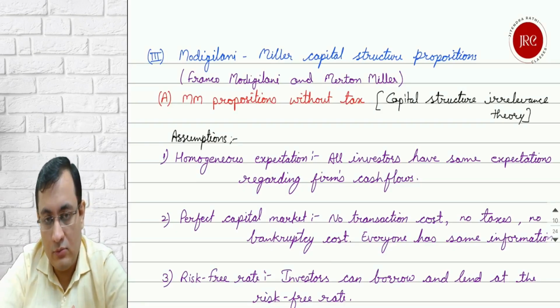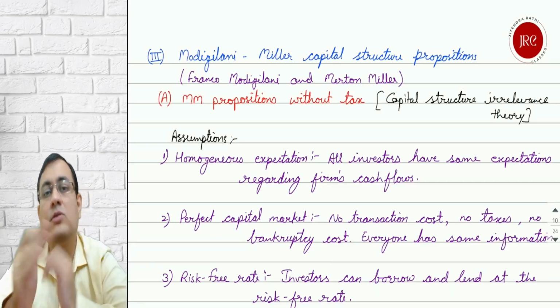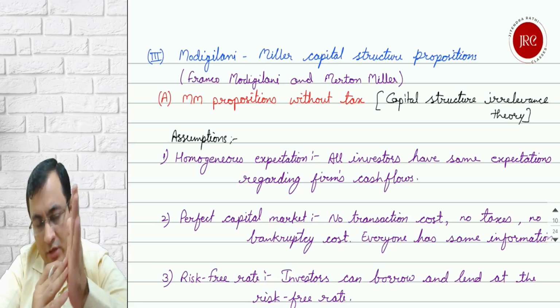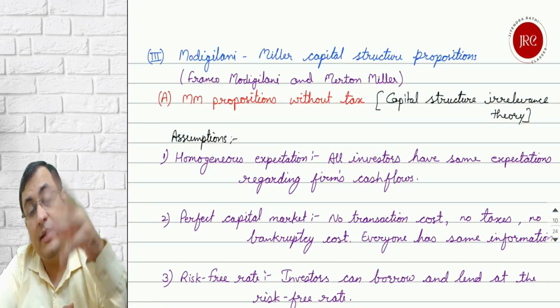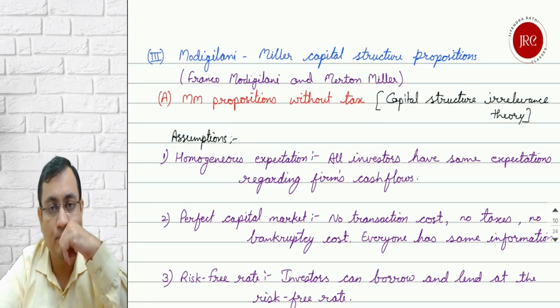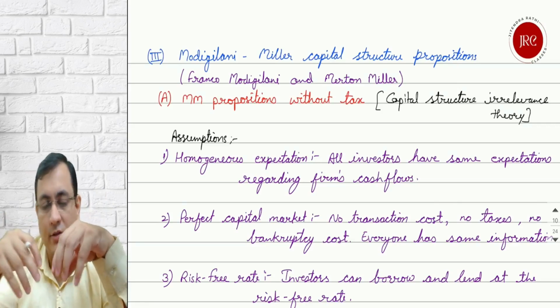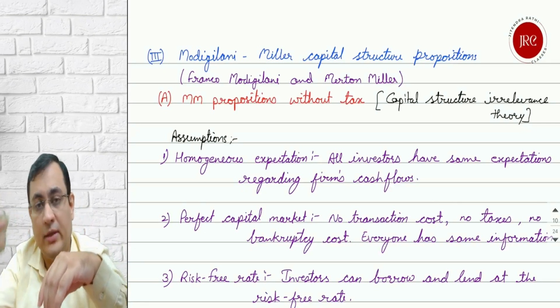So how are we going to study? The theory or approach is divided into two parts. First, the approach without taxes. Under this theory, the assumption is that there are no taxes in the world. I'm talking about the corporate taxes and the income tax. And the second approach is improvised, and it is called the approach with taxes.